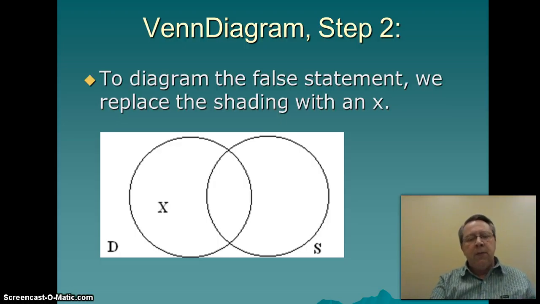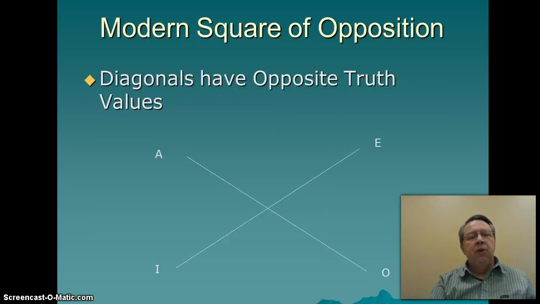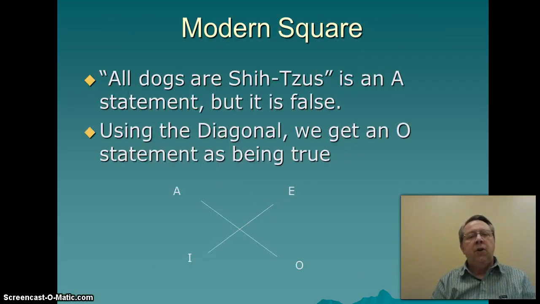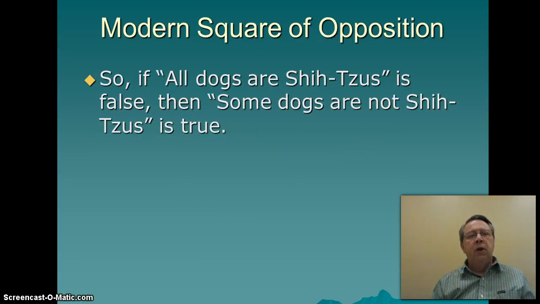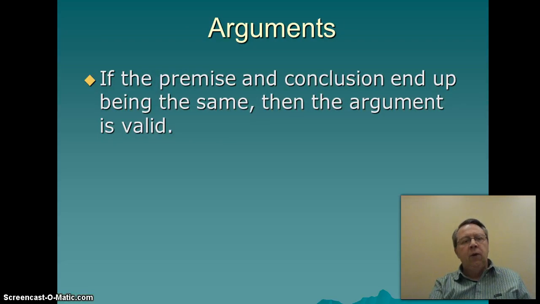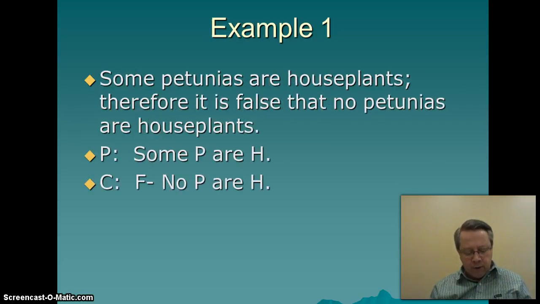Right? So keeping that in mind, using the square of opposition, all dogs are Shih Tzus is an A statement, but it's false. Using the diagonal, we get an O statement. So it is false that all dogs are Shih Tzus, but it is true that some dogs are not Shih Tzus. And so one of the ways that we make it work, we can do it with the diagram, we can also do it with the square of opposition. So if all dogs are Shih Tzus is false, then some dogs are not Shih Tzus is true. If the premise and conclusion end up being the same, then the argument would be called a valid argument.